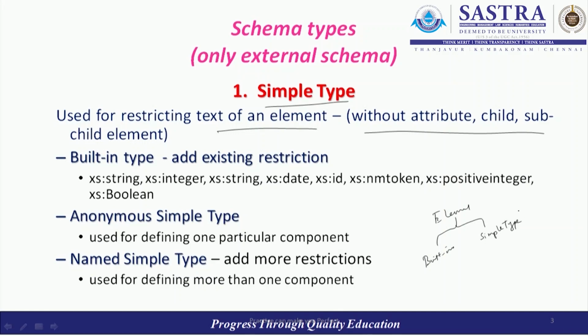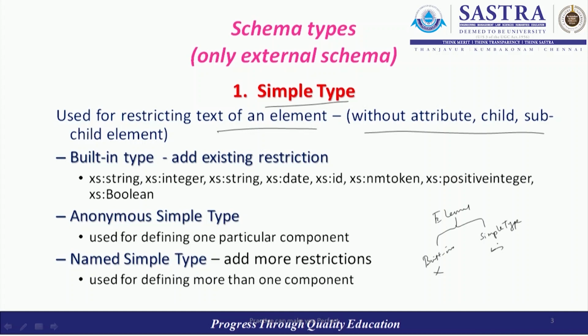Why do we go for simple type? It has a lot of restrictions that can be added for an element that are not possible for built-in type. The simple type defines how many characters or how many digits, how the value should start, whether it is uppercase only, lowercase only, and we can provide a lot of additional facets that are not possible with built-in type.